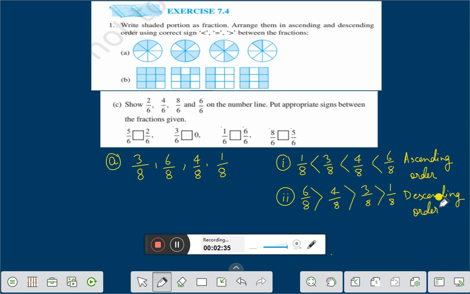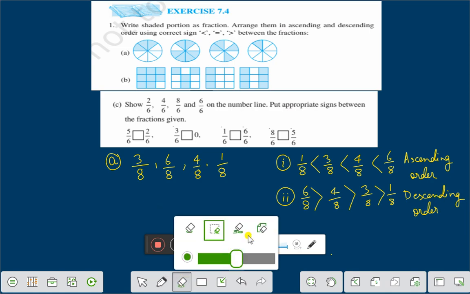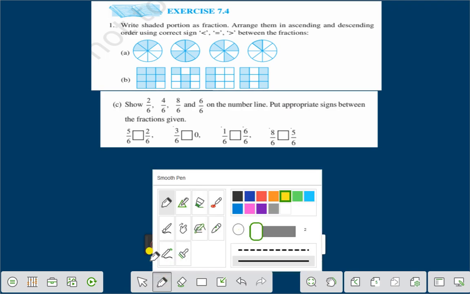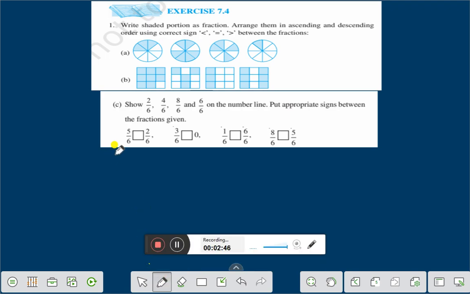Right? Now we'll solve question number B. First of all, we write the shaded portion 1, 2, 3, 4, 5, 6, 7, 8. That is 8, and total parts is 1, 2, 3, 4, 5, 6, 7, 8, 9. 8 by 9.